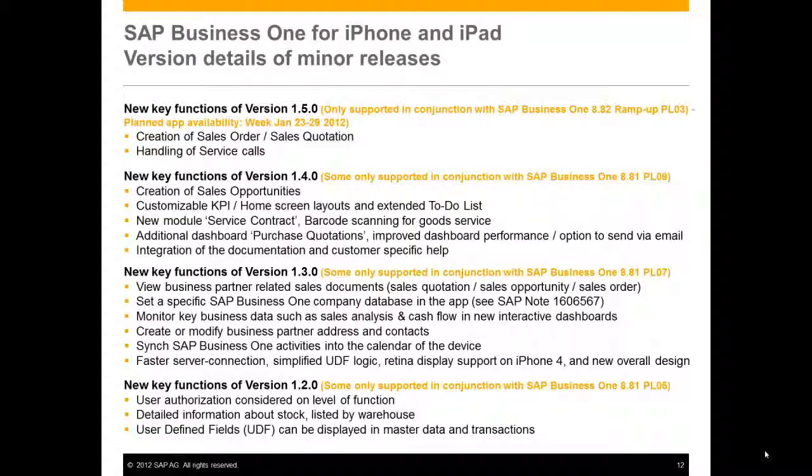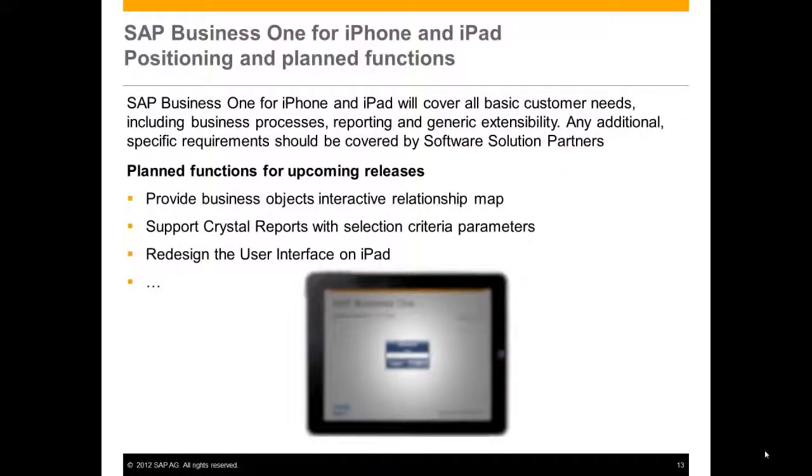So the point behind this is you can see we're consistently adding new functionality to the mobile application, and we will continue to do that as we go forwards. So specifically on that topic, what are we planning to do with future versions of the SAP Business One mobile application? We're going to add additional business objects, and we're going to provide an interactive relationship map which is going to show you how all those business objects are interrelated.